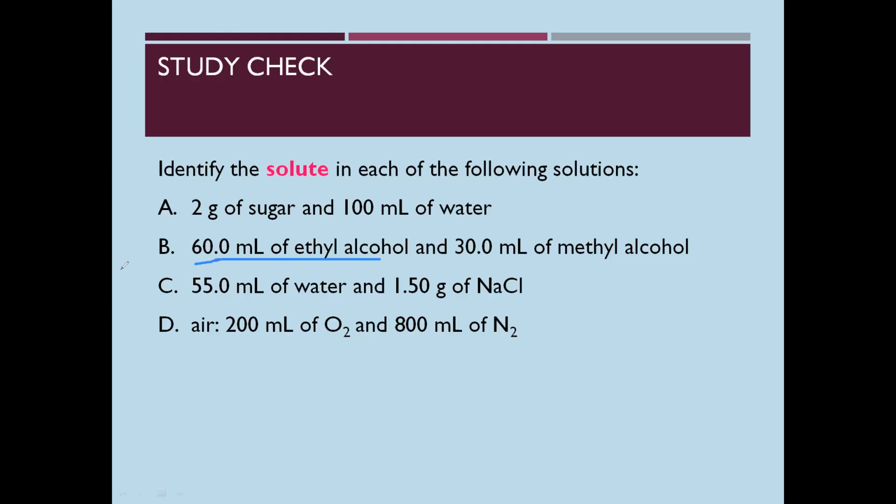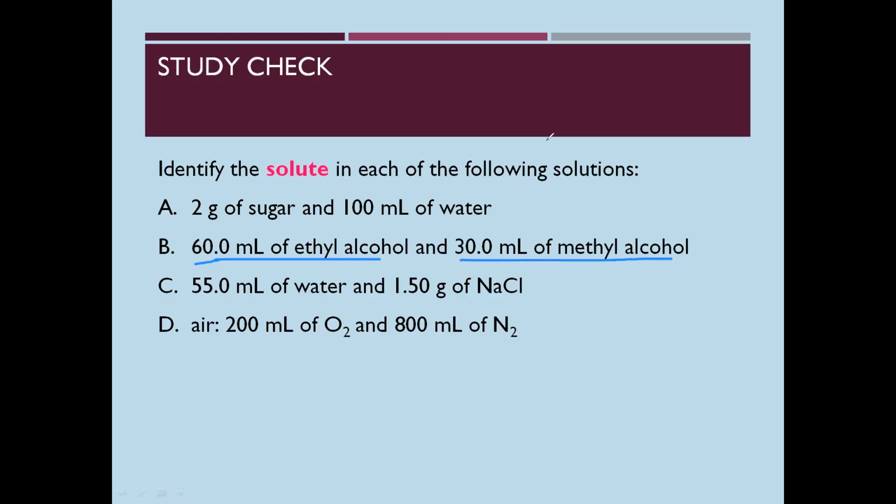60 milliliters of ethyl alcohol, which we're going to know as ethanol here coming up very soon. Ethanol is, for those that are over the age of 21, this is what we like. And we have 30 milliliters of methyl alcohol. Again, if you were to drink methanol, you would be in very bad shape. Which one is the solute? Methanol. Yeah, methanol, very good.